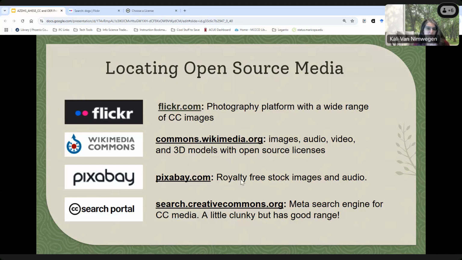Pixabay is fantastic for royalty-free stock images and audio. They aren't technically Creative Commons. They've got their own open content license that they use, but it behaves the same way as public domain.